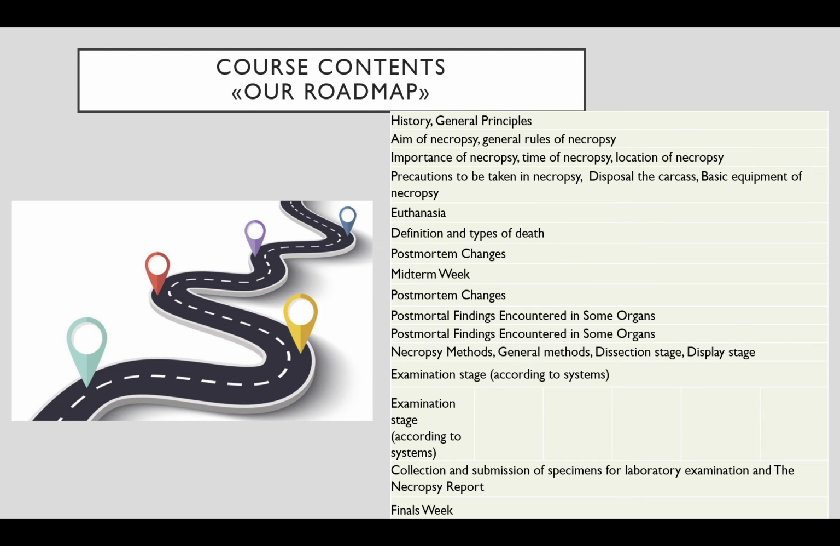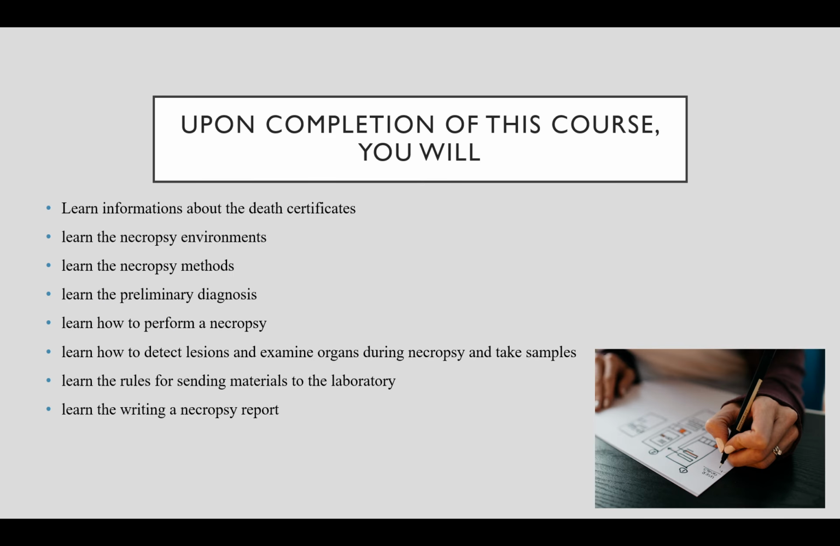Let's look at our roadmap. We are going to talk about history, general principles, aim of necropsy, general rules in necropsy, importance of necropsy, time of necropsy, location of necropsy, precautions, disposal of the carcass, basic equipment, euthanasia, definition and types of death, postmortem changes, which are very important, postmortem findings encountered in some organs, necropsy methods, general methods, dissection stage, display stage, examination stage according to systems and in different animals, collection and submission of specimens for laboratory examination, and the necropsy reports.